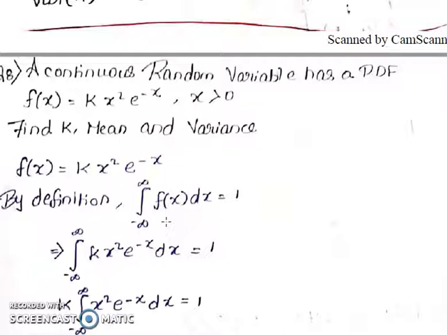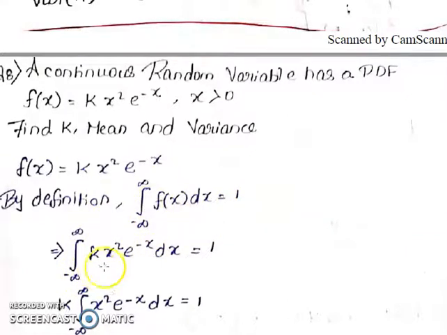A continuous random variable has a PDF f of x equal to k x square e power minus x for x greater than 0. Find k, mean and variance. So this is a continuous random variable. By definition, the integral value is equal to 1, the integral from minus infinity to plus infinity.